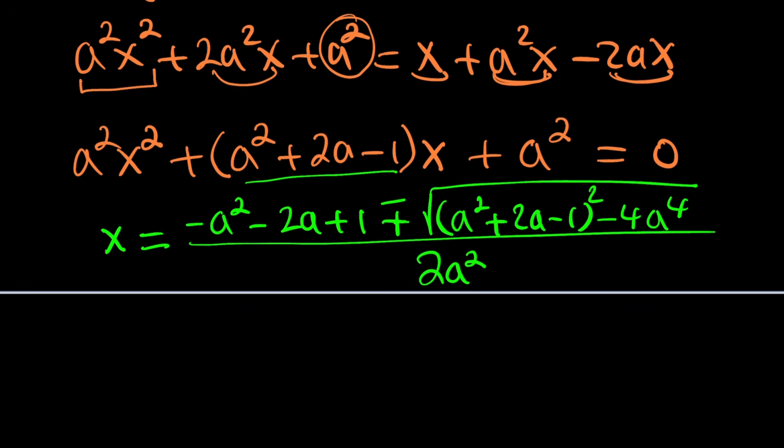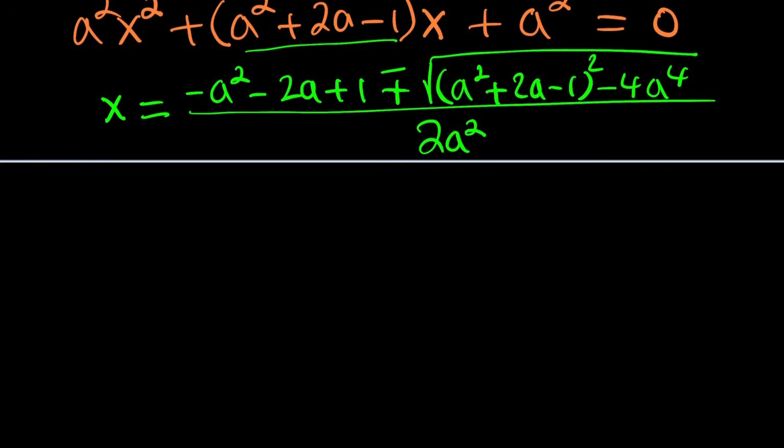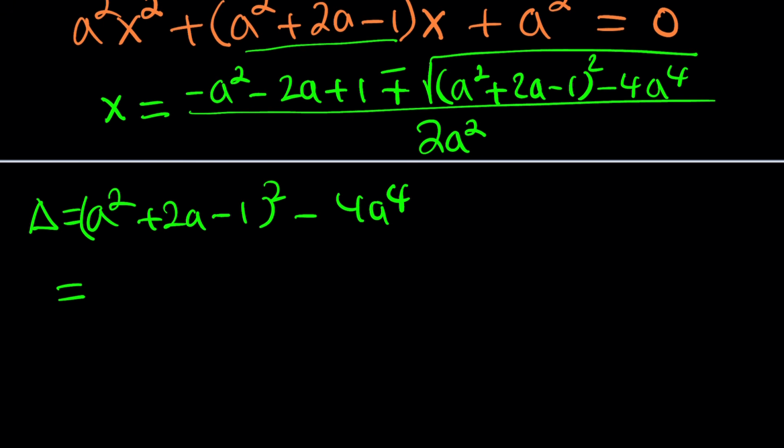If you want to focus inside the radical, because that is complicated, let's call that delta, Greek letter. And delta is the discriminant. Let's go ahead and simplify this. I squeeze these together so it doesn't look good. Okay, there we go. We should always have some space.